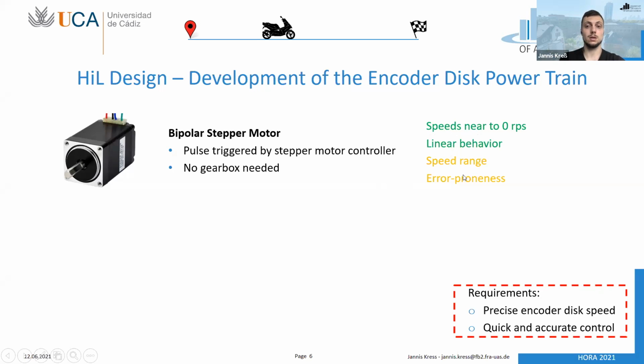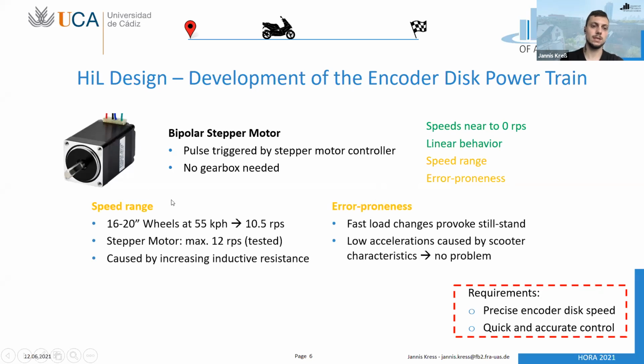Two things we have to talk about are the speed range and the error proneness. When it comes to the speed range, say a scooter has typically a wheel diameter between 16 and 20 inches, then at 55 kilometers per hour, it's resulting in 10.5 revolutions per second. And this small stepper engine, which is a NEMA 11, gets a maximum speed of 12 revolutions per second. So this is the tested value, and this is within the range, and it's totally working.